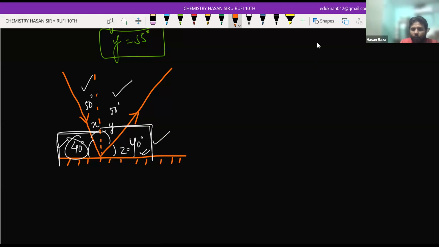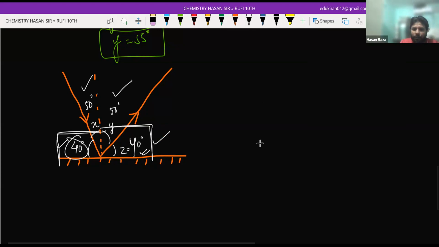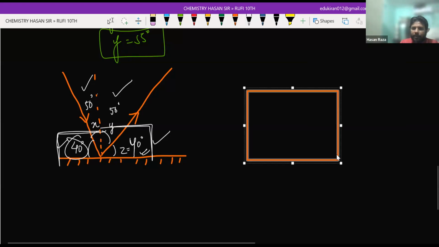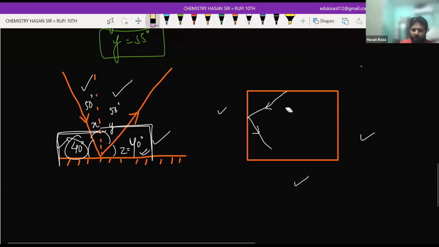Now, I'm going to give you a very easy question. One more thing I want to say: see, this is the incident ray. There are 4 mirrors, or take it 3 mirrors. This mirror, this mirror, this mirror. This is the incident ray, and this is the reflected ray. Drawing is not good. So let me try.